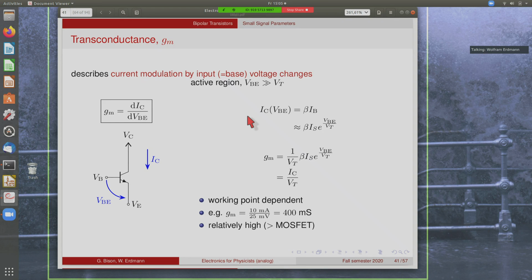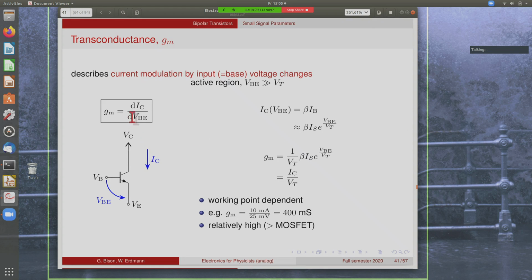Okay, so this transconductance is a very important quantity. It describes the current modulation by the input voltage. And we'll look at this only in the active region where it makes sense. We'll also just use the domain where the base emitter voltage is much larger than the thermal voltage, so we can simply treat the IV curve as this exponential here. We can neglect the -1 term and everything else.